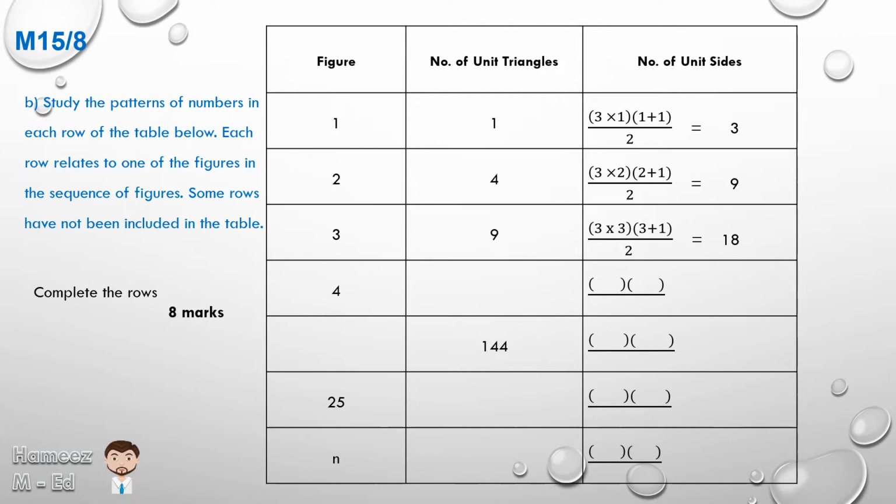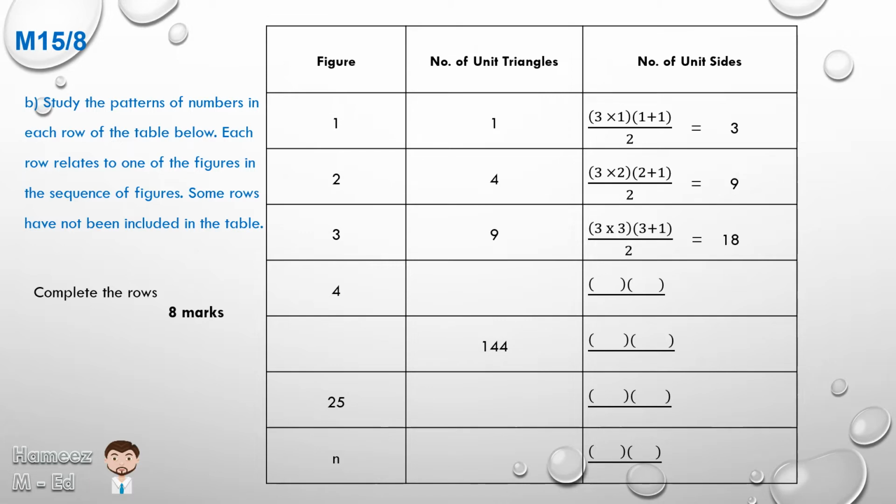Okay, now let's solve the question. If we look at it, we can see 3 columns. The first column telling us which figure it is. Figures 1, 2, 3, 4, which we have all drawn from before in part A. In the 5th row, we are not sure what it is, but following that will be 25 and n. And the number of unit triangles, 1, 4, 9, etc.